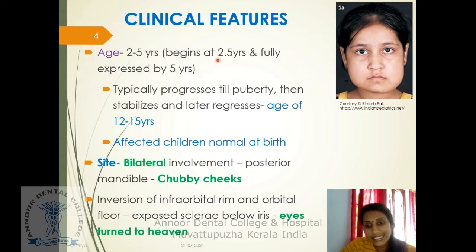The disease will usually not start at birth; it will start after birth, at approximately 2.5 years. And by 5 years, the entire disease will be expressed. It will grow slowly, progress slowly till puberty, and then it's going to stabilize itself. Once the person has attained puberty, it will be stabilized, and just after puberty it's going to regress. So by the age of 12 to 15 years in the teenage life, this disease will regress.